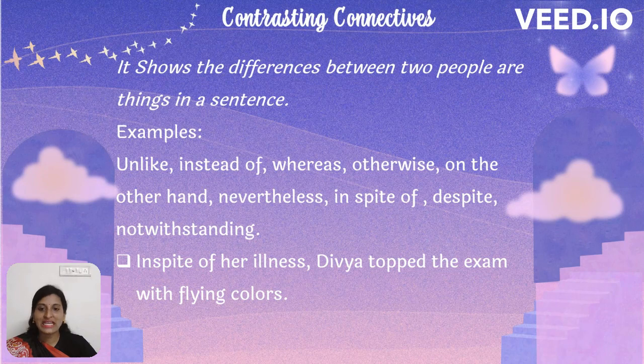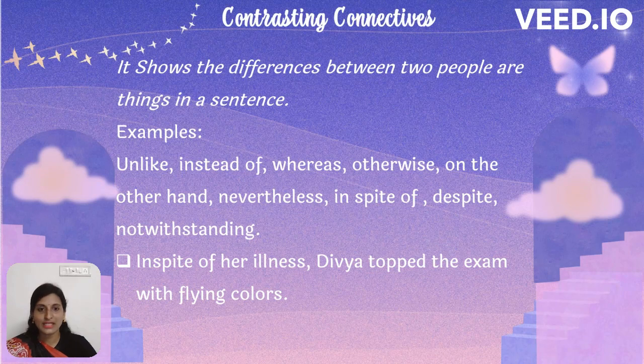Contrasting connectives are used to show the difference between the two sentences. Examples are unlike, instead of, whereas, otherwise, nevertheless, in spite of, etc. They show the difference between the two sentences, the contrary features between the two sentences.